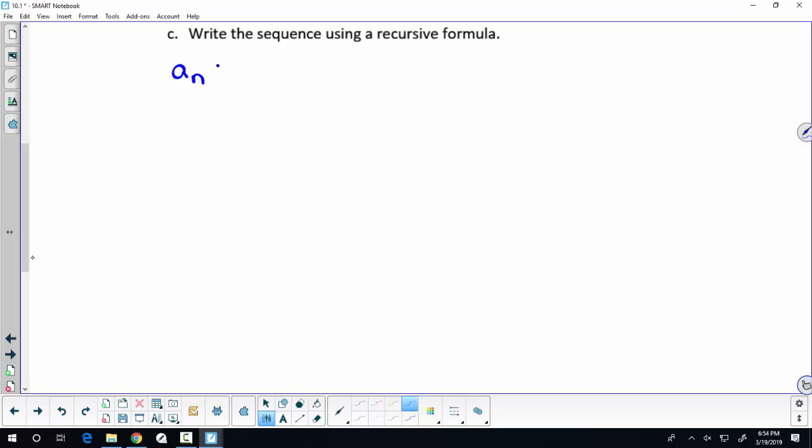Maybe we start off with this one, a sub n. Say a sub n equals the square root of a sub n minus 1 plus 1 squared. Then what's next? Plus 1 and then squared. The whole thing.